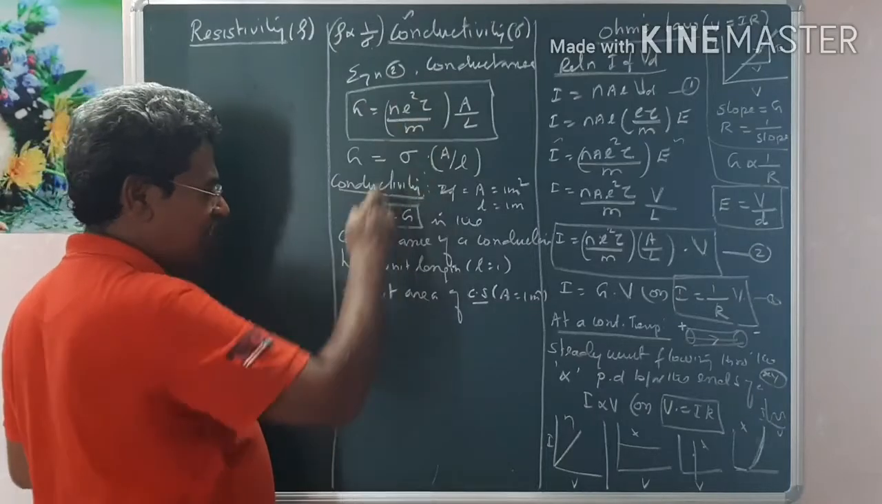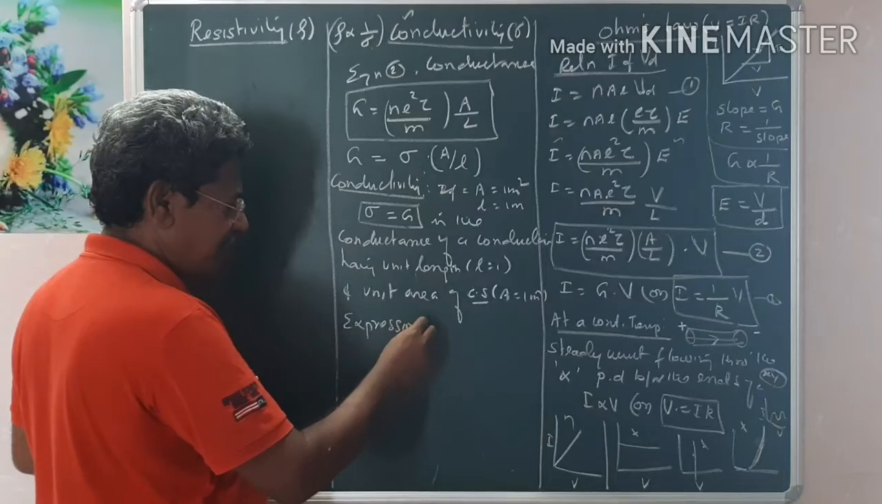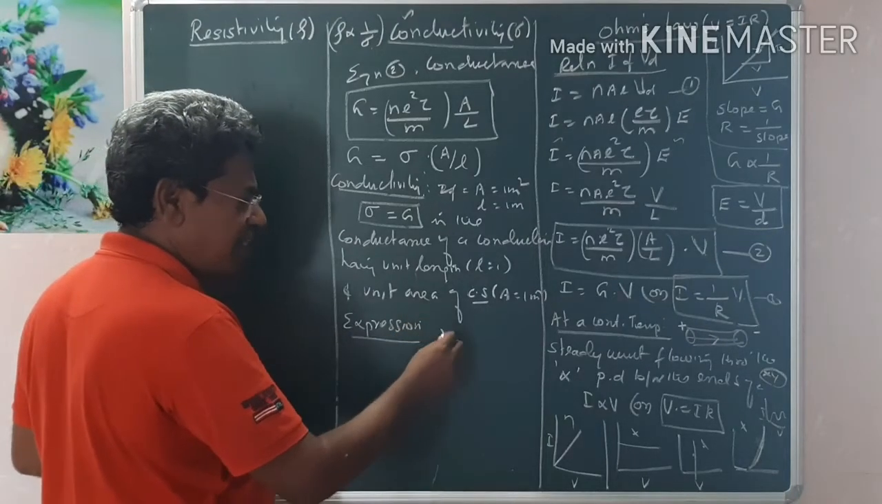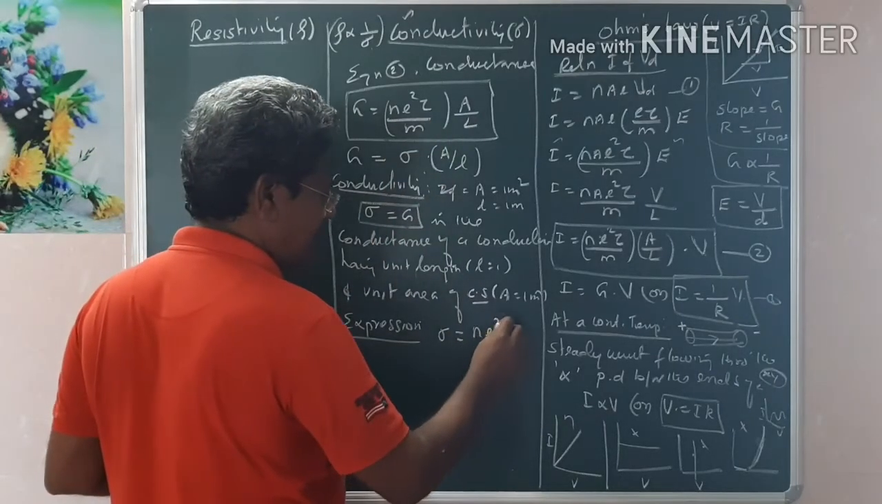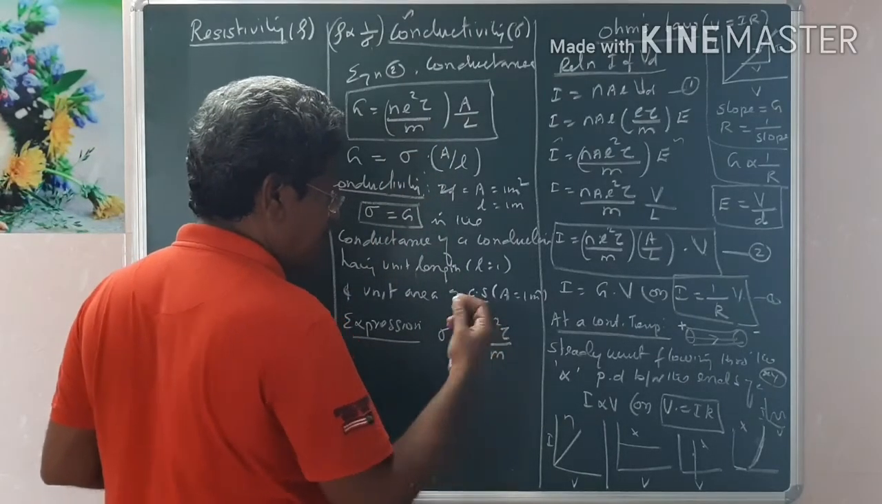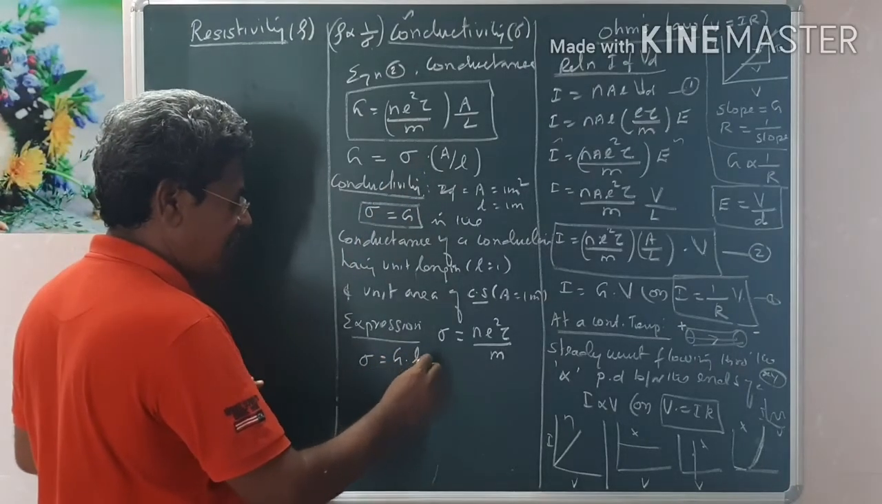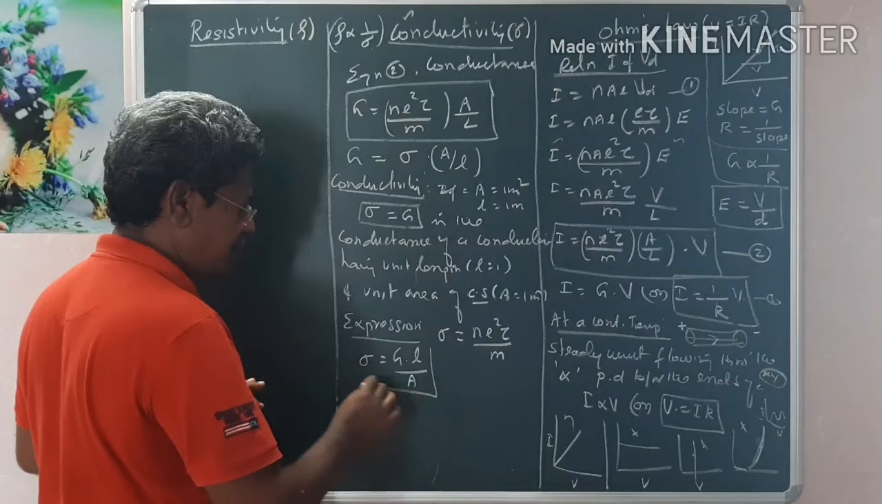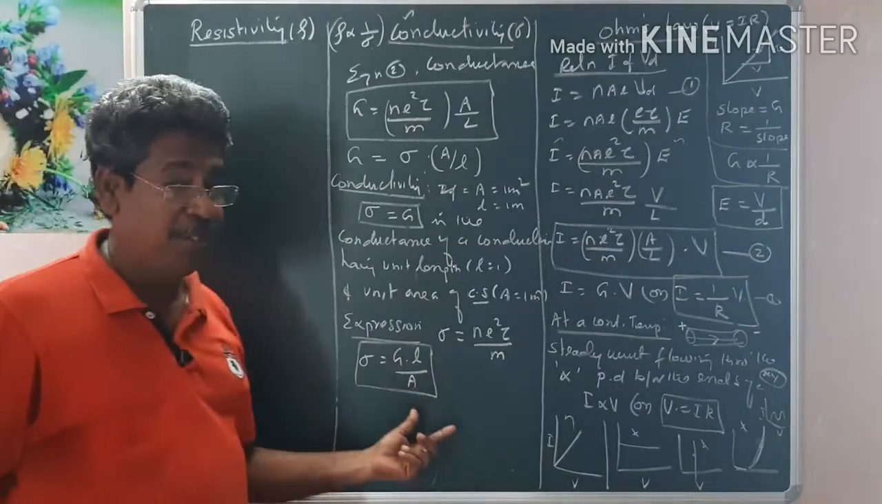But based on this, what is the expression for conductivity? For the expression for conductivity, you can write sigma is equal to n e square tau by m. Or sometimes from here you can also write sigma is equal to conductance into length divided by area of cross section. Which one is correct? Both are correct. Which you prefer depends upon the data given to you.